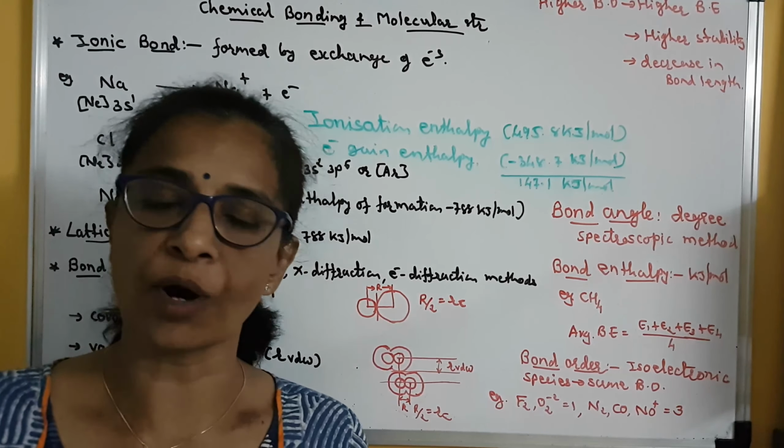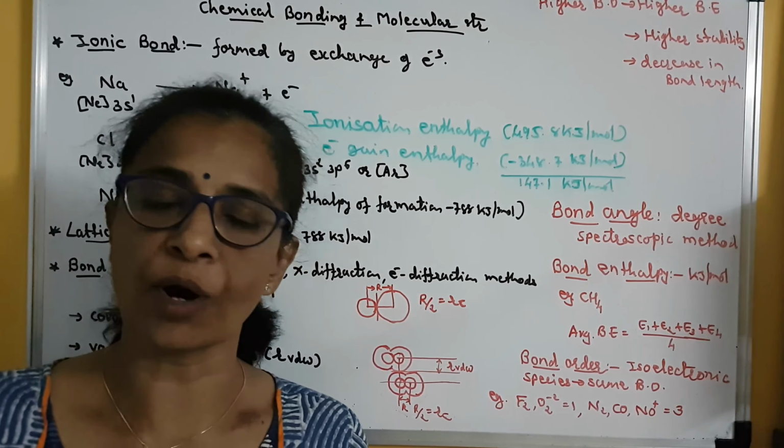Again it will be clear in your mind that this exchange will take place in valence orbit, that is the outermost orbit, and the electrons which are exchanged or transferred will be the valence unpaired electrons. Clear? So now let us take the example of NaCl in order to understand ionic bond formation.